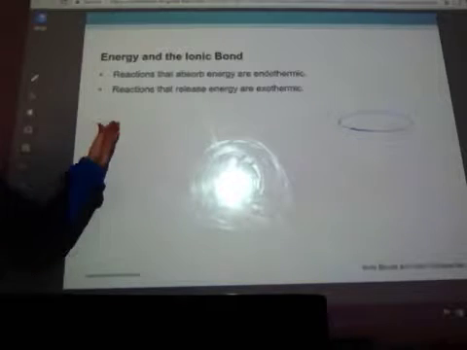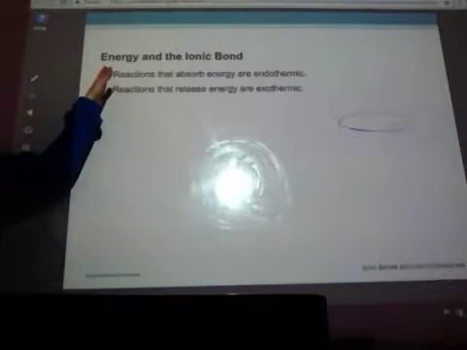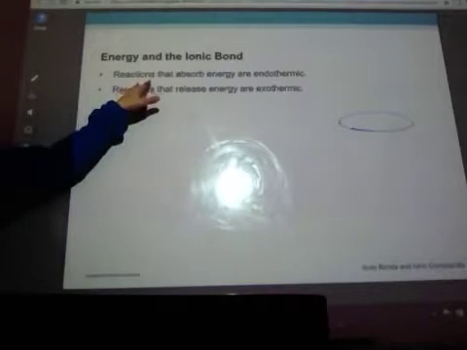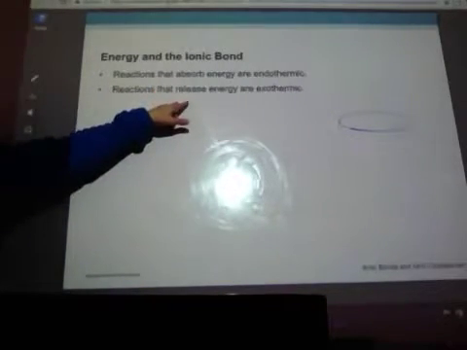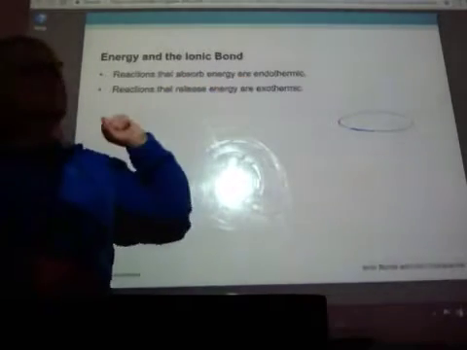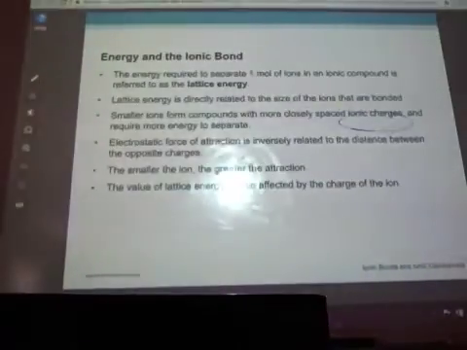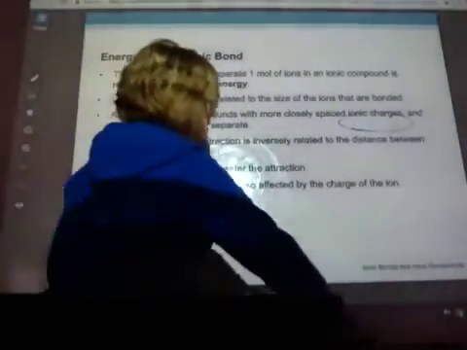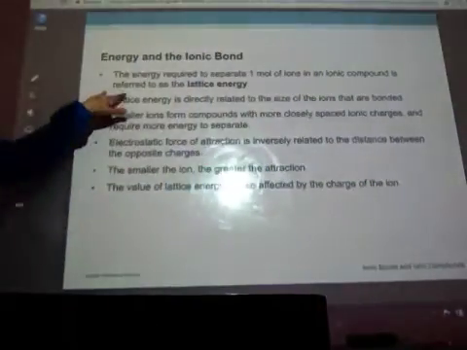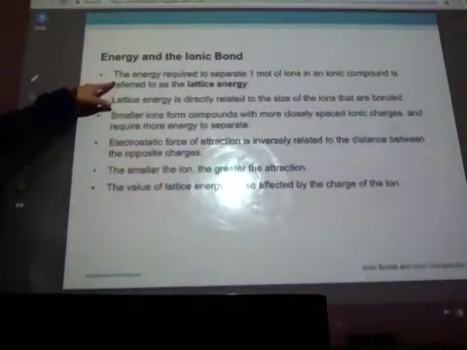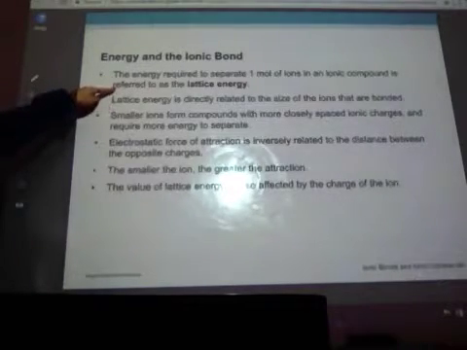And pretty much the last section that we'll talk about, every time you form an ionic bond, that reaction is either going to absorb energy or release energy. Anything that absorbs energy is endothermic. Anything that releases energy is exothermic. And we'll talk more about that when we get into reactions. But every time a compound is formed, there's movement of energy. And when that happens, we get something called lattice energy. So the energy required to separate ions is called the lattice energy.